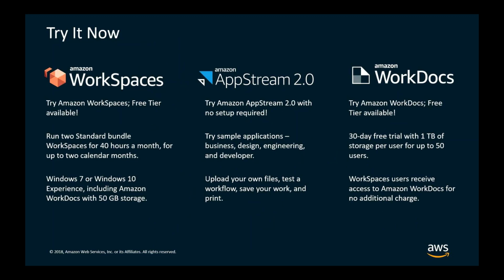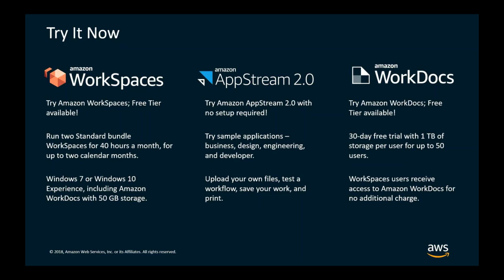We have available right now a WorkSpaces free tier. So you can go out, run 2 standard bundle workspaces for 40 hours a month, up to 2 calendar months. That can be the Windows 7 or Windows 10 experience, and that includes Amazon WorkDocs with 50 gig of storage. Now, I mentioned Windows 7 and Windows 10 experience. A workspace is actually running a server operating system behind the scenes. With Windows 7, it's Server 2008 R2 with the Windows Desktop Experience Pack. And with Windows 10, it's Server 2016 R2 with the Windows Desktop Experience Pack.